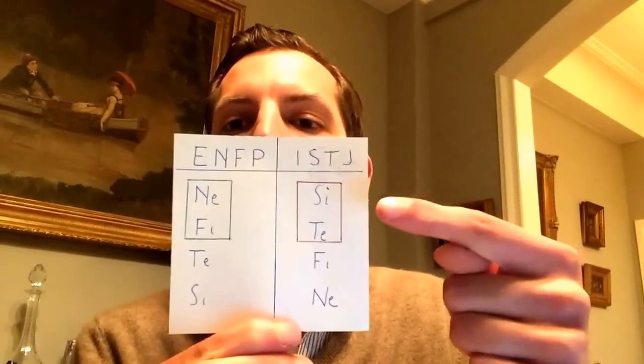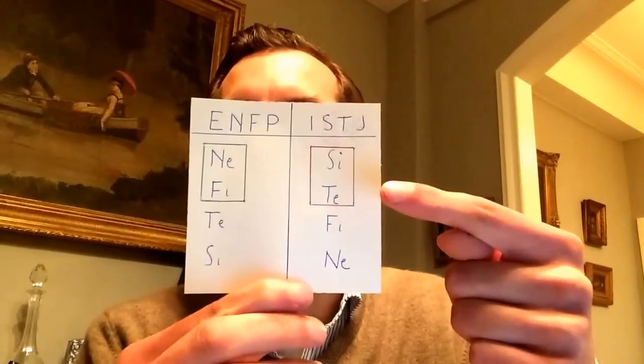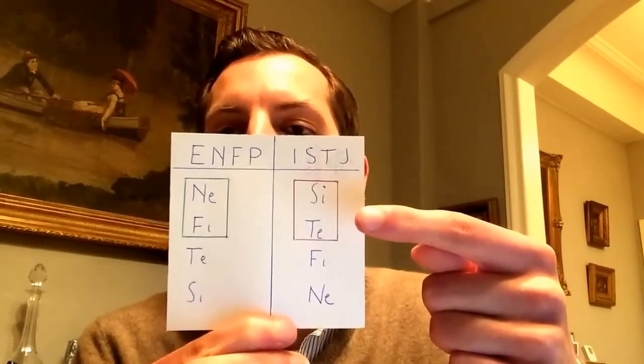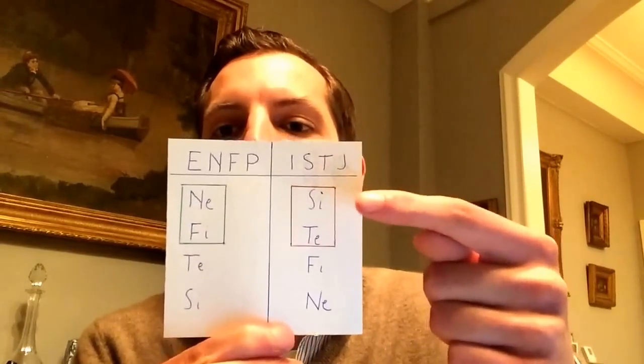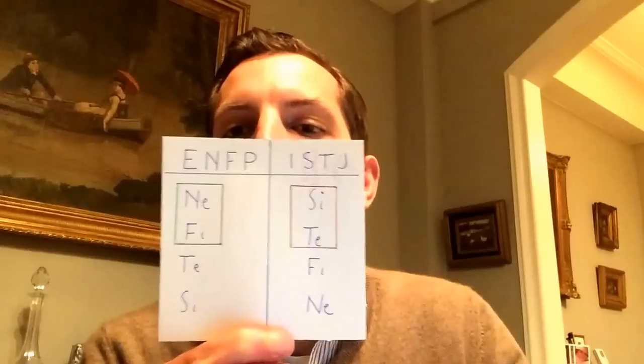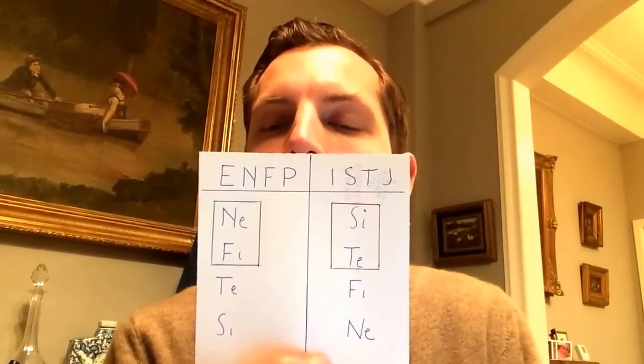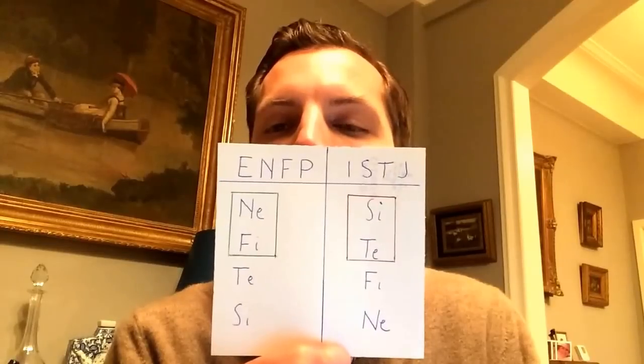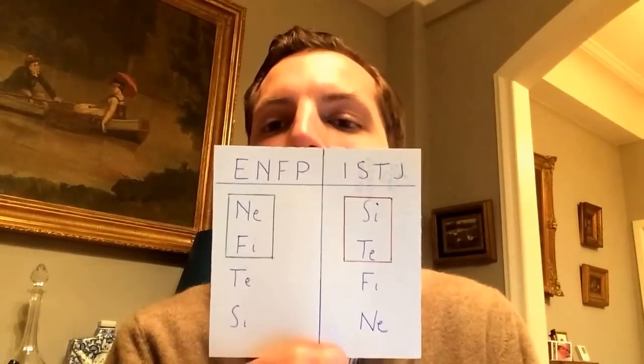And under stress mode, my main functions used half-assedly are introverted sensing and extroverted thinking. Right? See what happens there? The inversion of functions in stress mode. So let's first talk about my use of introverted sensing under stress.